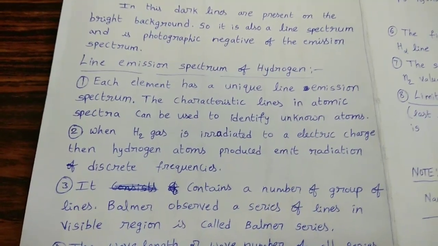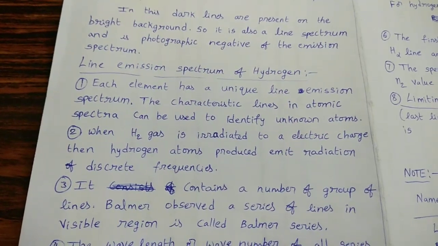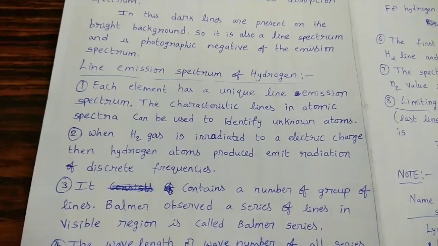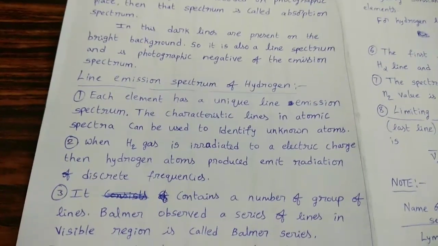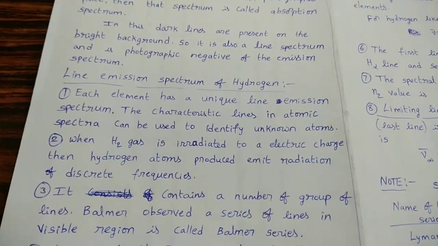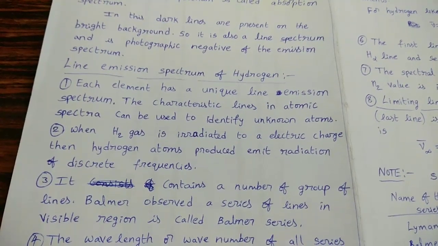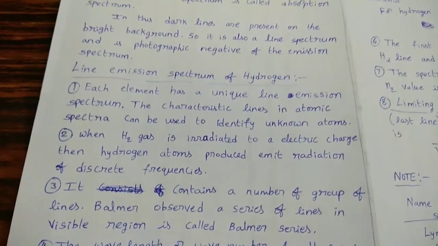Each group was identified by a particular scientist. So those spectral lines are named after the scientists who discovered them. So Balmer discovered the spectral lines which appear in the visible region. Those are called the Balmer series.